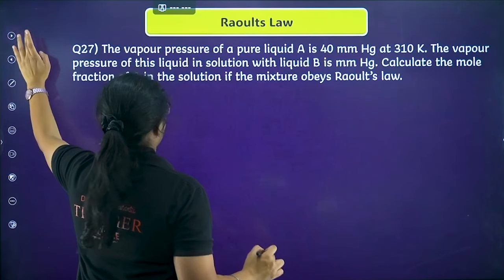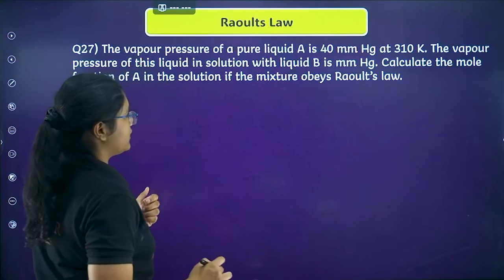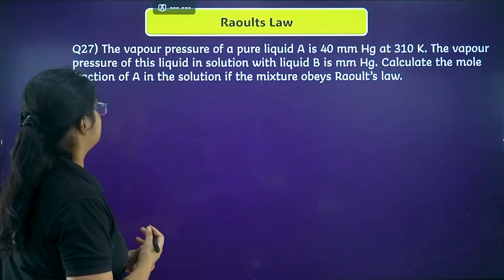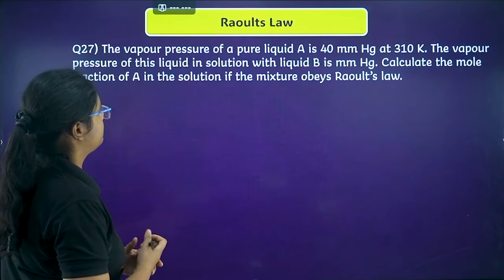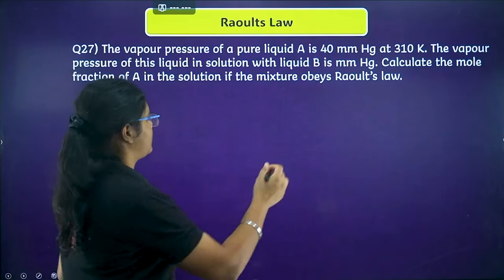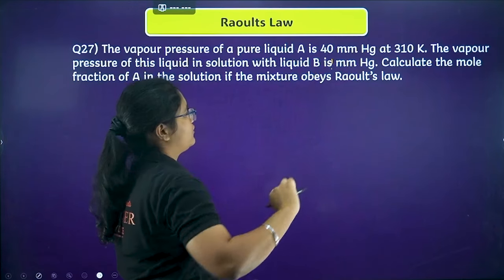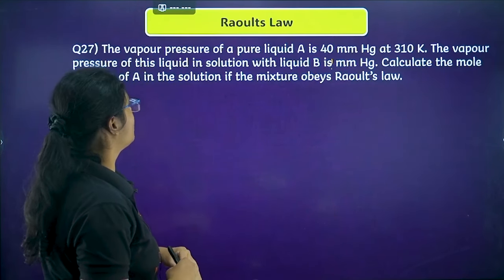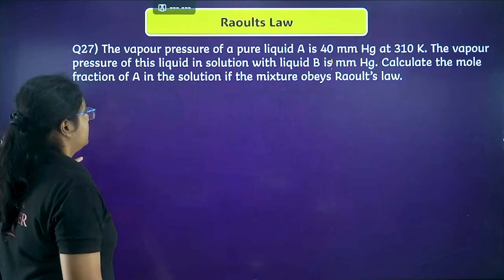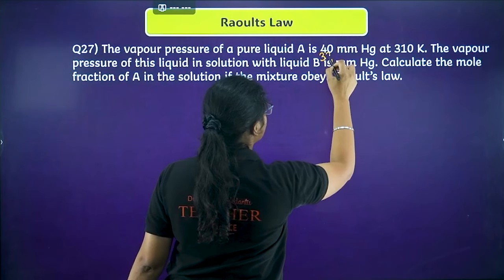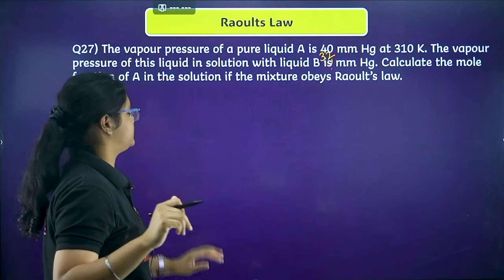Next, the vapor pressure of pure liquid A is 40 mm of Hg, and the vapor pressure of this liquid in solution with liquid B is dash mm of Hg. Okay, I think some value is missing. Let me just correct it. Calculate the mole fraction of A in the solution if the mixture obeys Raoult's law. Okay, I checked the question. Here it is actually 32 mm of Hg.